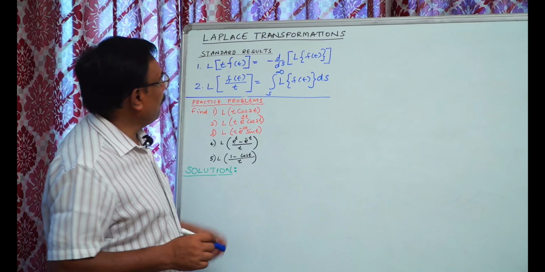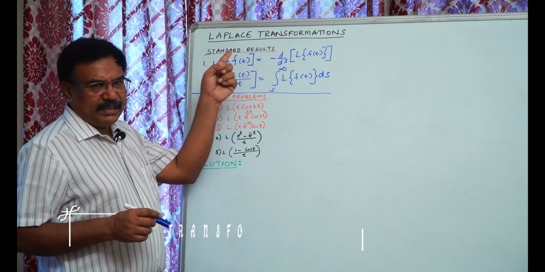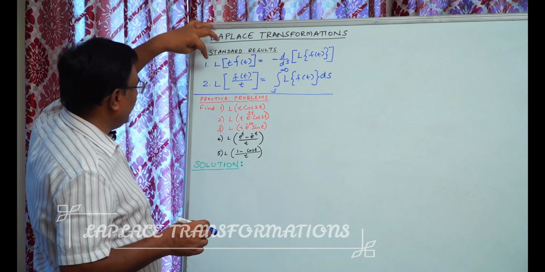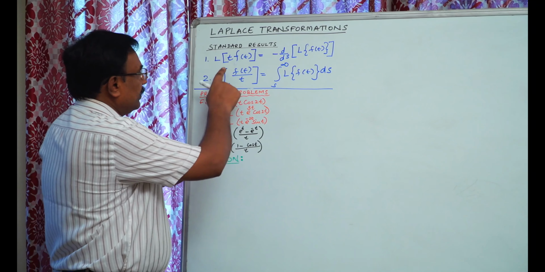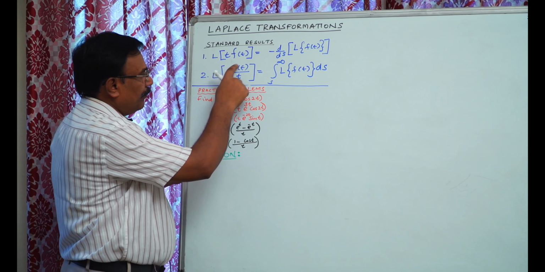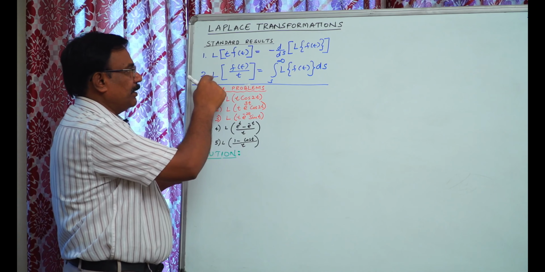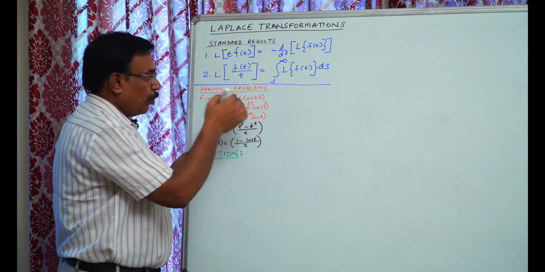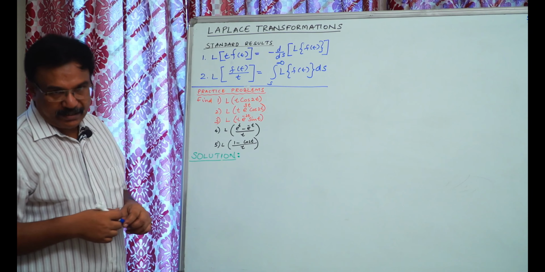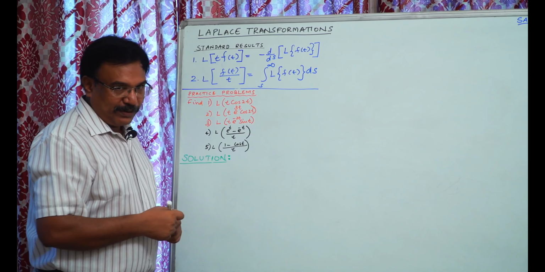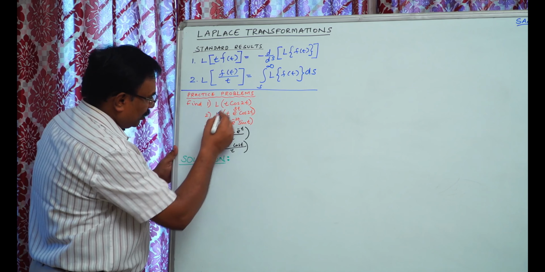Hi students, in Laplace transformation we derived these two standard results in the previous session: t f of t and f of t by t for Laplace transformations. These are the results. I am going to do a few problems based on these two standard results in this session. So we go. First question.